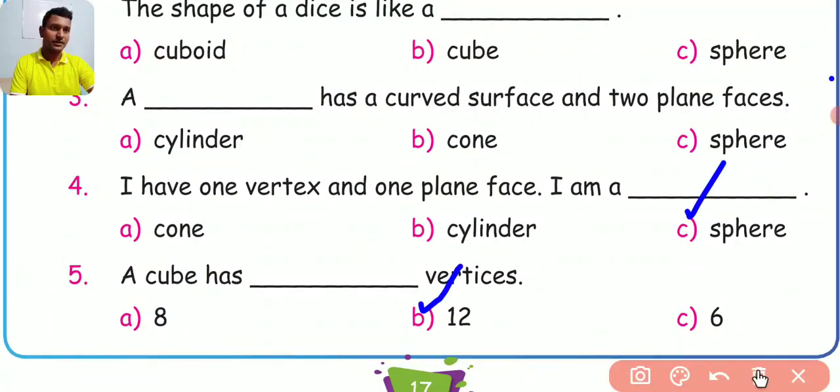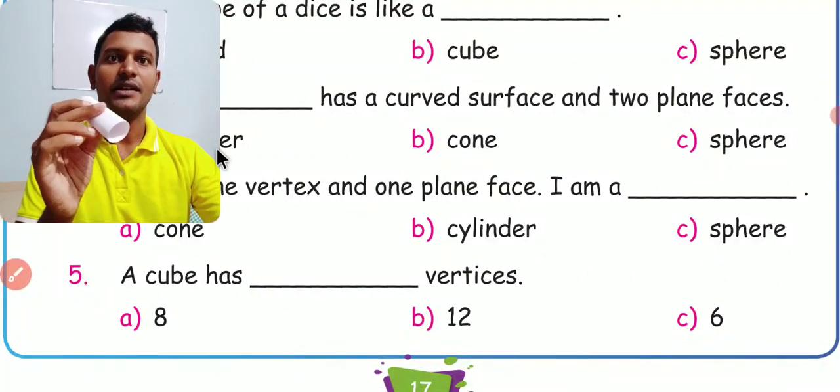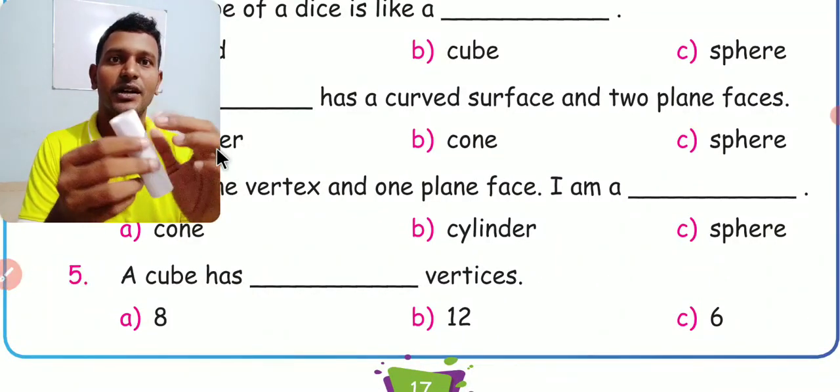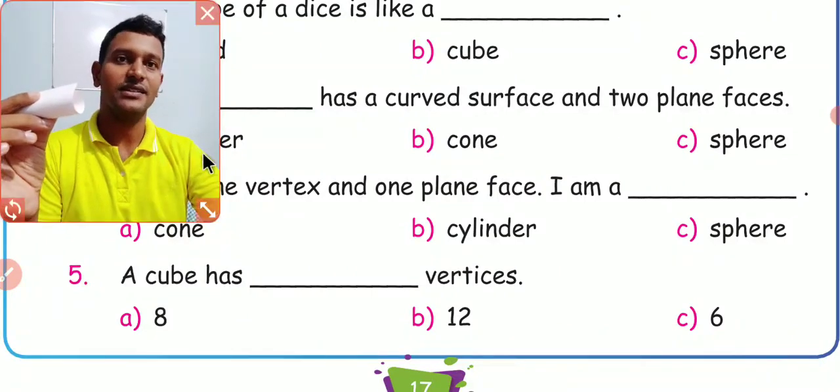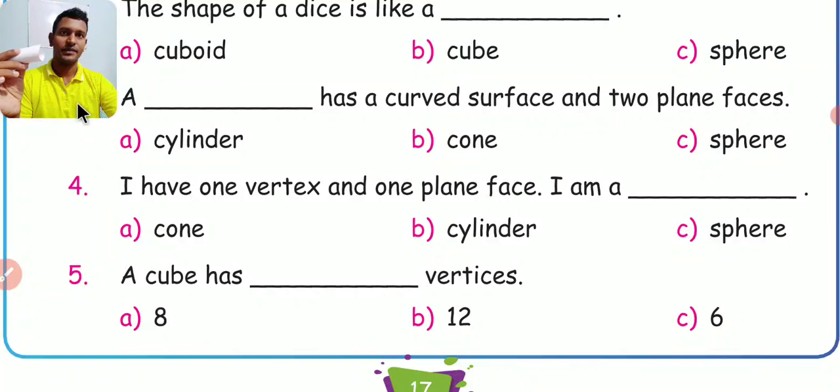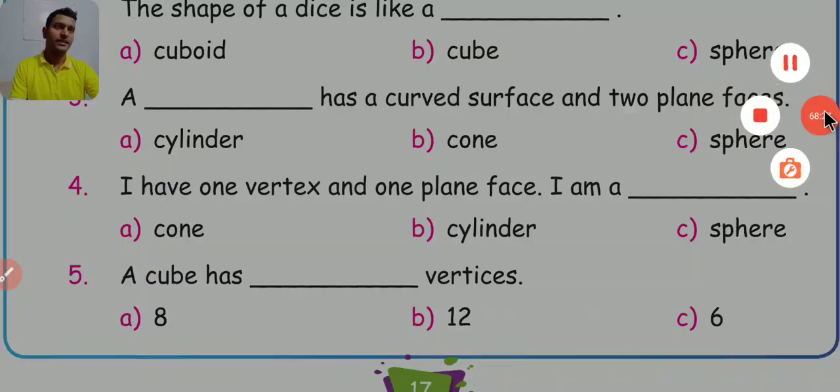A dash has a curved surface and two plane faces. Which shape has two plane faces and one curved surface? Yes, that is the cylinder. You see, this is a cylinder shape. It has two plane surfaces, one, two, and one curved surface. Cylinder is the right answer.